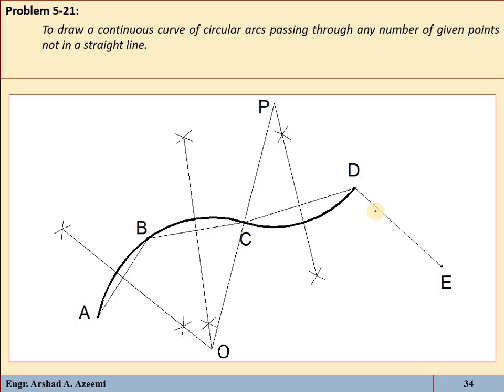Now draw the perpendicular bisector of DE, and join P with D and extend it. So these two will intersect each other at Q. Now with center Q and radius equal to QD or QE, draw an arc. So this will be the required curve which will pass through the given number of points which are not in a straight line. Okay, so if you have any number of points which are not in a straight line, you can draw a curve.